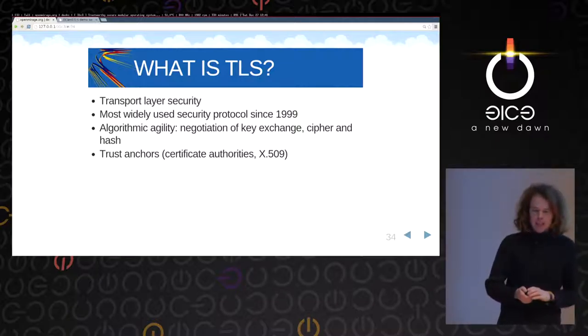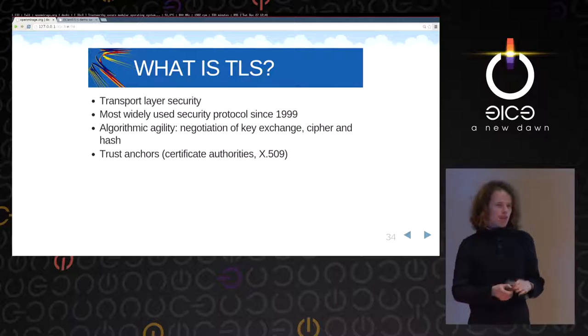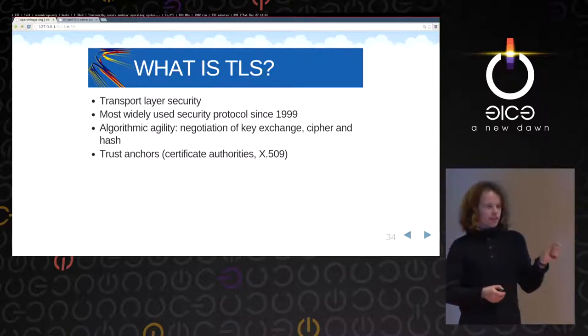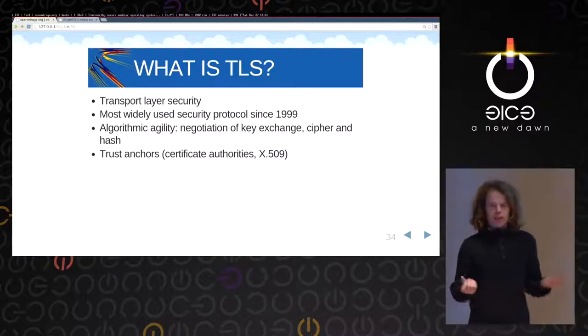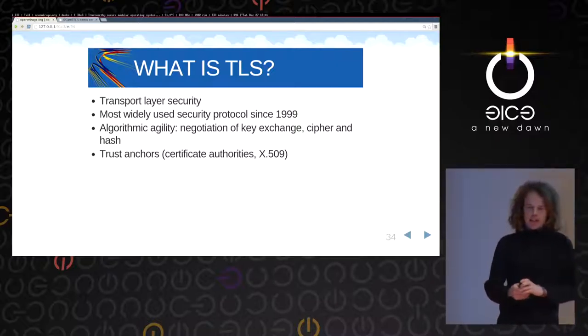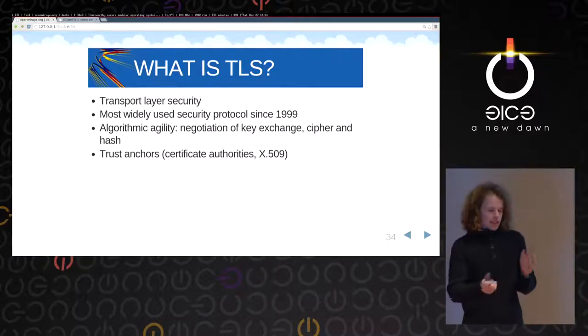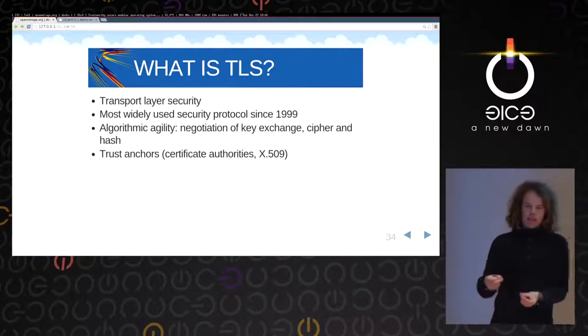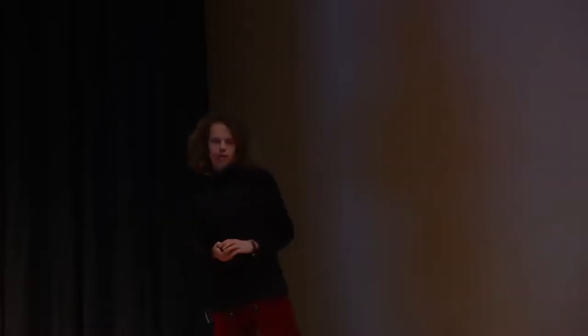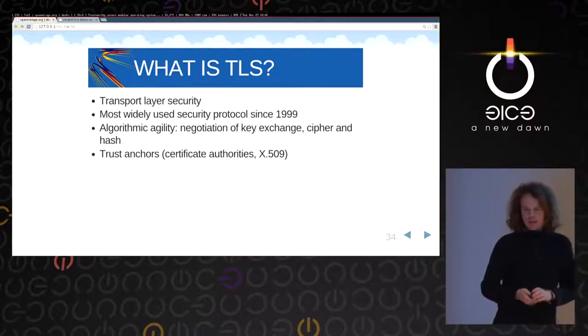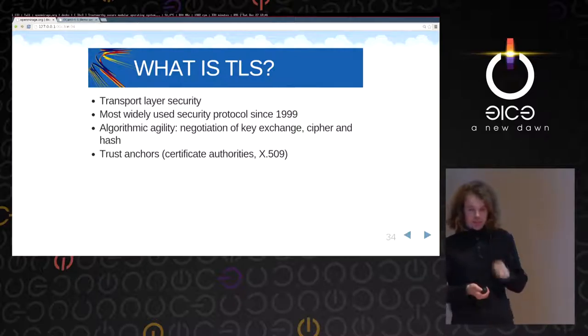And it is agile. So instead of having hard-coded key exchange and cipher method, it actually negotiates the protocol version, the key exchange, the cipher, and the hash algorithm to use. So it is rather complex or intricate. There are also four different versions of TLS. Well, we didn't implement SSL version 2 and 3 because we felt like, well, time is over. And there's TLS 1.0, TLS 1.1, TLS 1.2. And upcoming, there's also TLS 1.3, which we haven't yet implemented.